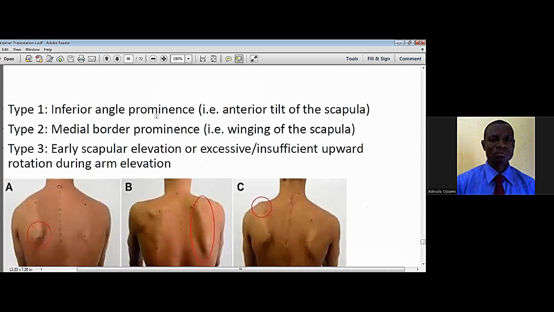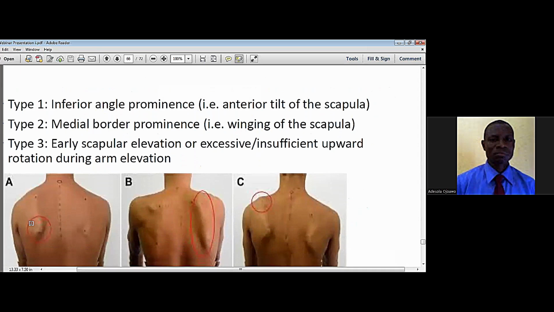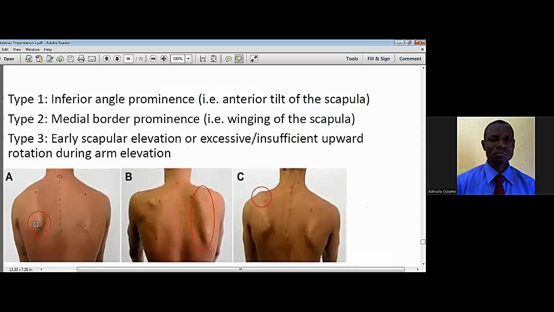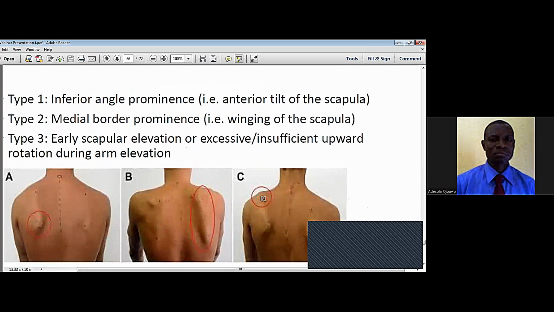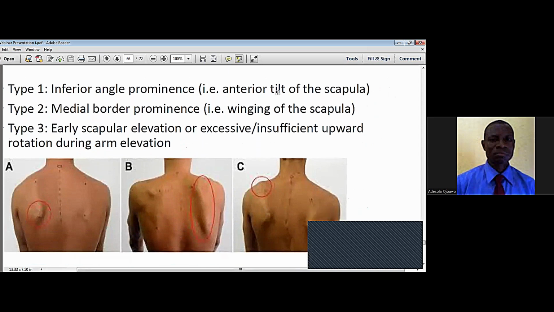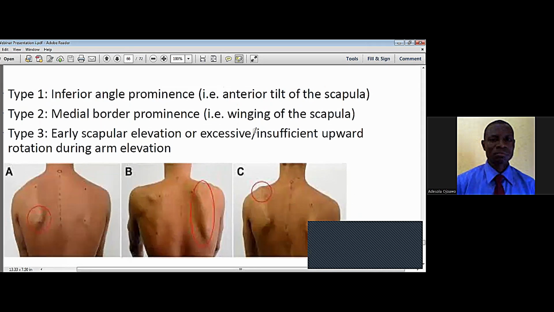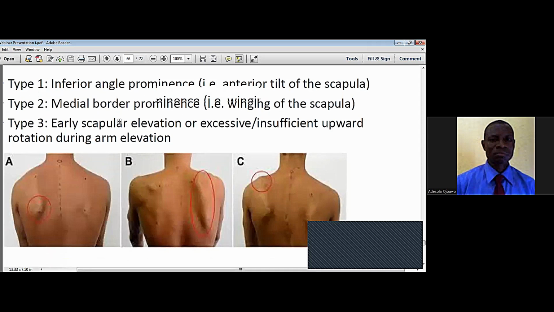In this case, we have inferior angle prominence. That is A. You can see the inferior angle is very, very prominent here. In the middle one, you can see the medial border very prominent. In the top one, you can see the scapular elevation. The scapula is elevated. In the other ones the scapula is not well elevated, but in the third one it's very elevated. So these are the three categories of shoulder dyskinesia that we have. They may be called mean scapula as well, especially the stage 2. All right.